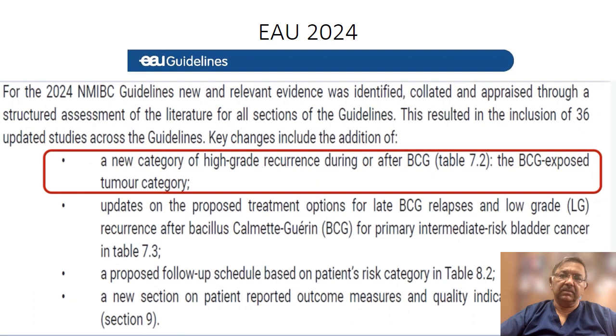Table 7.2 describes the BCG exposed tumor category, and there are some other changes as well, which include how to deal with low-grade recurrence in BCG treated patients, and the intermediate risk bladder cancer group and how to treat them. The follow-up strategies have also been looked into and made a little less stringent.